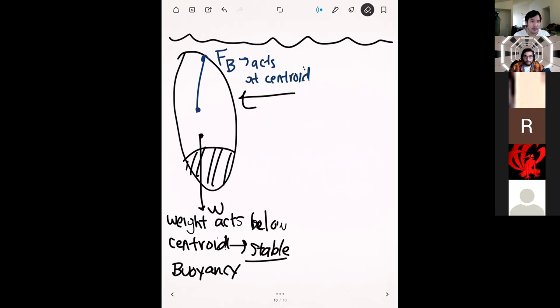And so intuitively, I think this makes a lot of sense, because the weight's at the bottom, it's going to want to be at the bottom of the object. So if you poke it, then the weight's going to naturally just return back there.